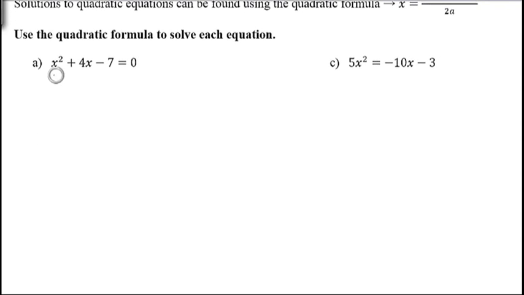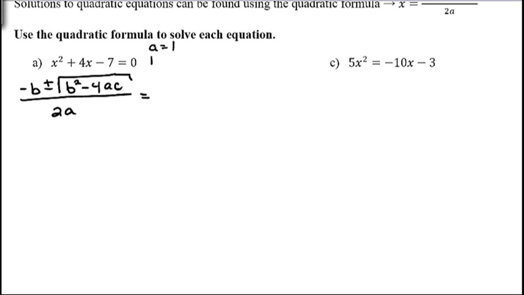In our first example, we have x squared plus 4x minus 7 equals 0. We're going to plug this into our quadratic formula, negative b plus or minus the square root of b squared minus 4ac all over 2a. So a for us is the number in front of x squared, and when there's no number there, it's an implied 1. Then b is the number in front of x, so that's a 4. And c is the number that doesn't have an x, or a constant, which is negative 7.